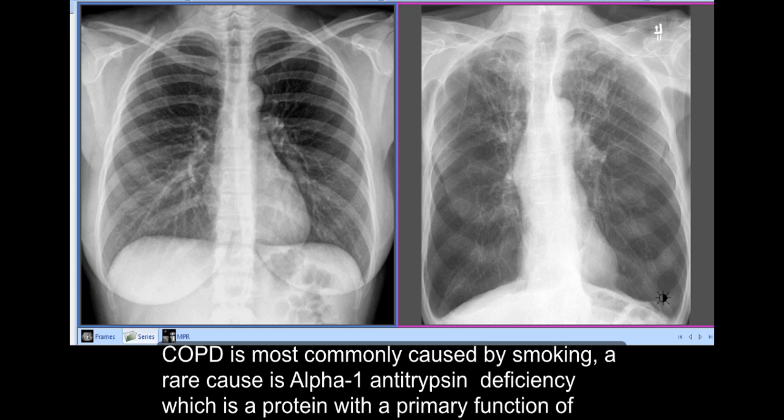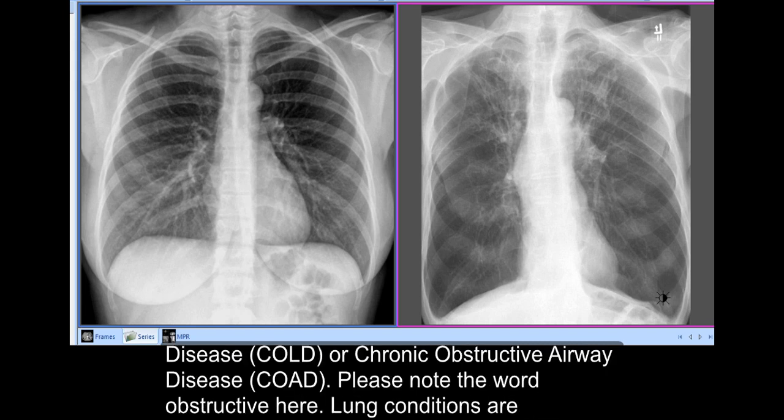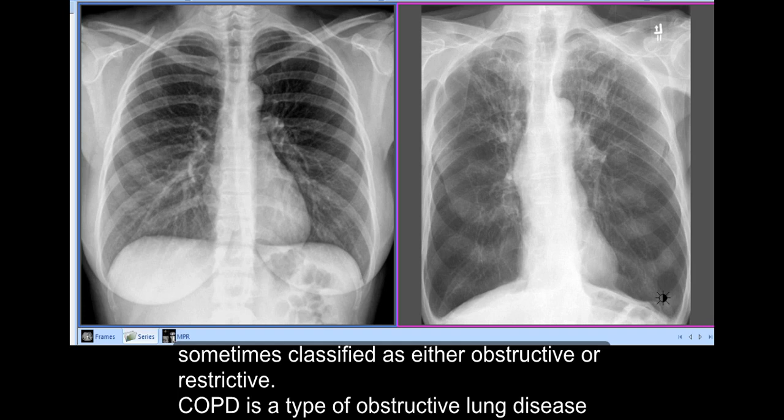A rare cause is alpha-1 antitrypsin deficiency, which is a protein with a primary function of protecting lung parenchyma. COPD stands for chronic obstructive pulmonary disease. It is also known as chronic obstructive lung disease (COLD) or chronic obstructive airway disease (COAD). Please note the word obstructive here. Lung conditions are sometimes classified as either obstructive or restrictive.